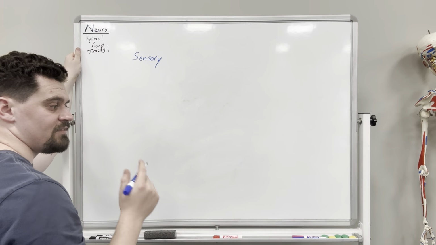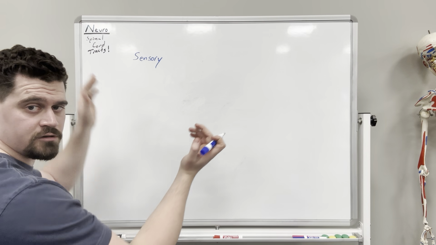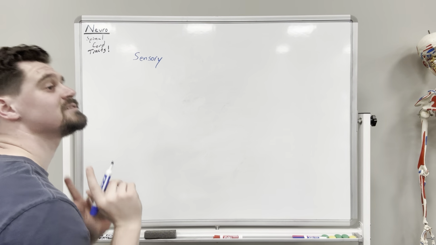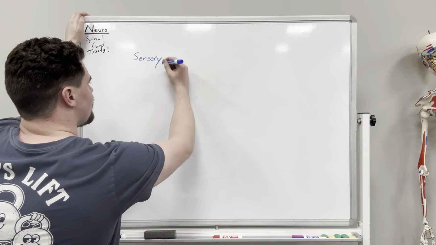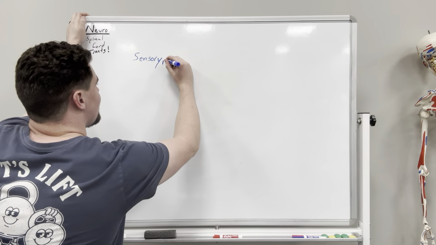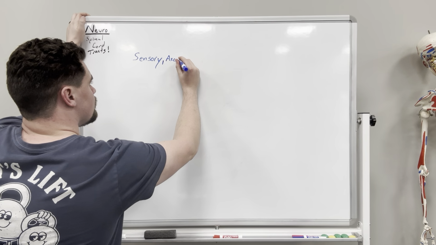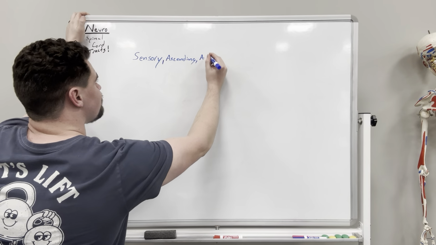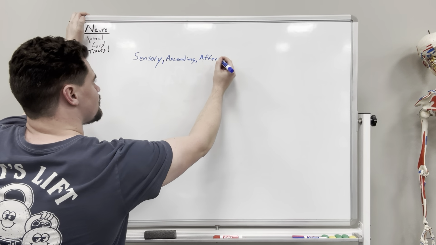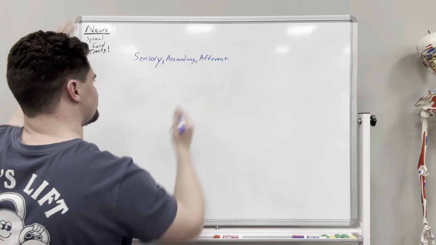So you can have a tract that is sensory. So something touches your skin, that message gets sent up to the brain, and then you sense it. Another name, since it goes up, it is ascending. And then one last name that they could say is afferent. So sensory, ascending, afferent, it all means the same thing.